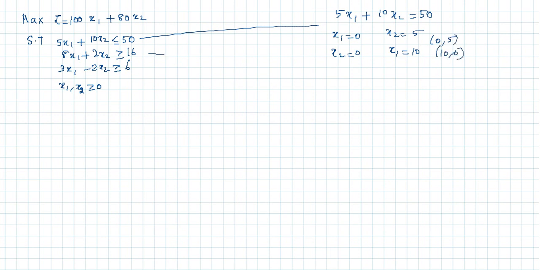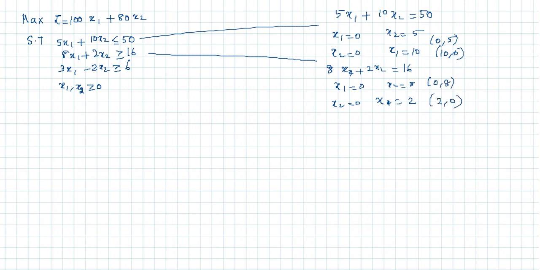For the second constraint, it is 8x1 plus 2x2 equal to 16. On applying x1 equal to 0, you get x2 equal to 8. On applying x2 equal to 0, you get x1 equal to 2. So we get two points, 0 comma 8 and 2 comma 0.